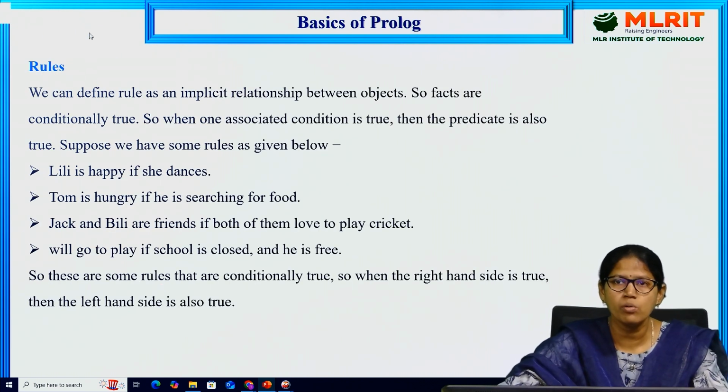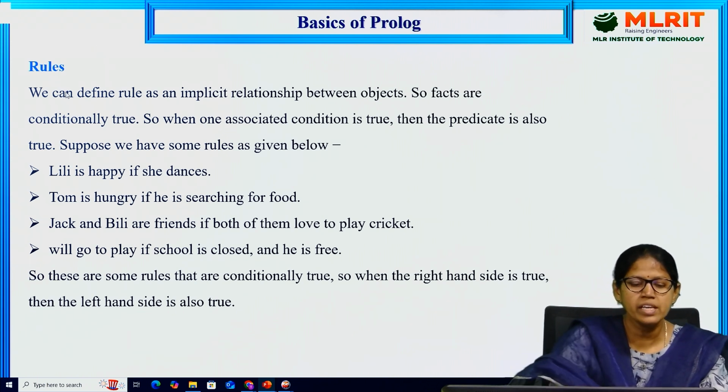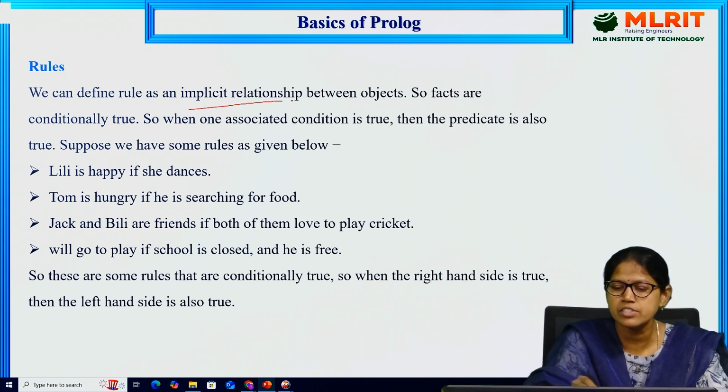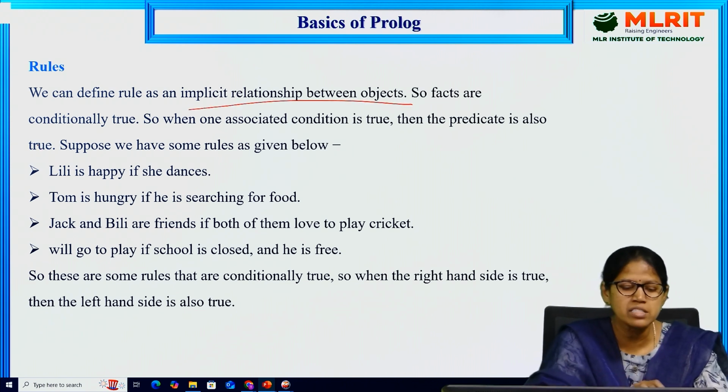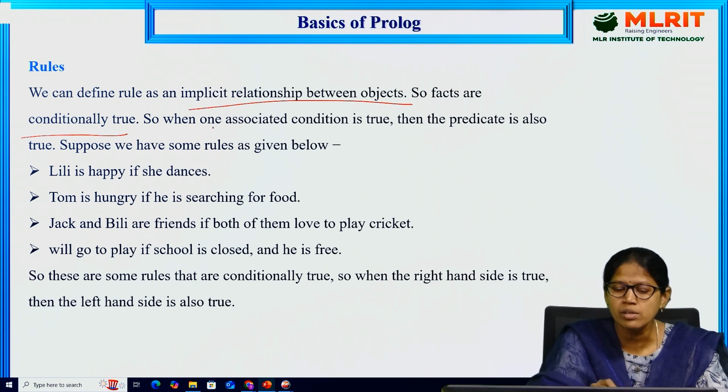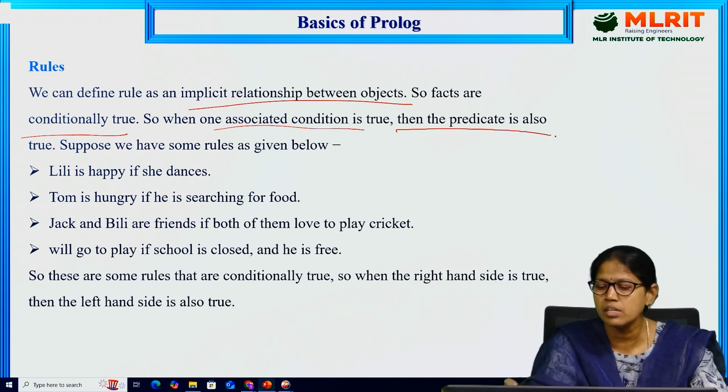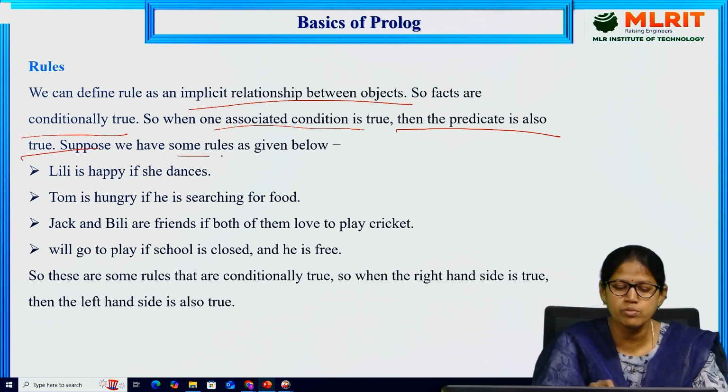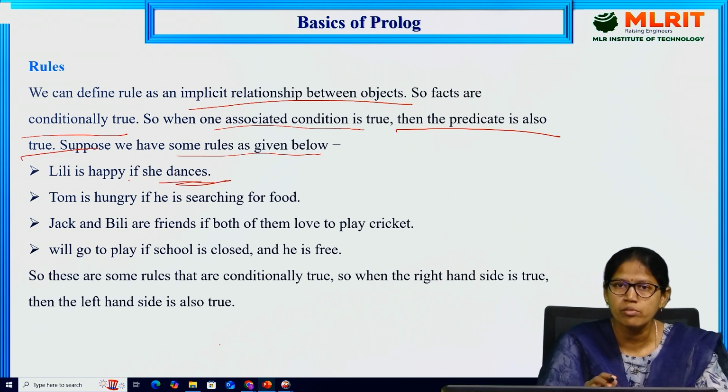Next, the rules. Already we have seen the facts and how they are stored, and these are unconditionally true in nature. So we can define a rule as an implicit relationship between objects. Rules are conditionally true. When one associated condition is true, then the predicate is also true. Suppose we have some rules as given below. Lily is happy if she dances. Whenever Lily dances, then she feels happy. So there is a condition. We can write facts as unconditionally true, or we can make them conditionally true.